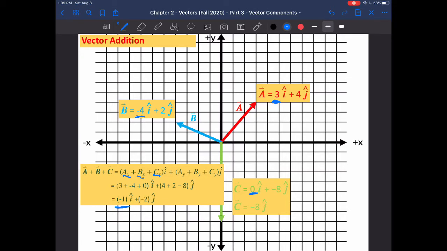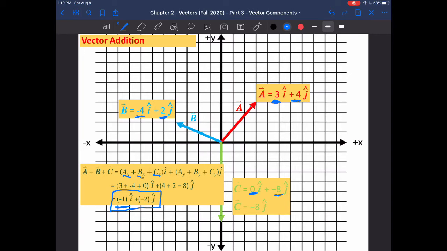Same thing for the y direction. I do Ay plus By plus Cy. The y components I add all together, keeping them associated with the j hat the entire time. So that's Ay is 4, plus By is 2, plus Cy is minus 8. So I have 4 plus 2 minus 8, or 6 minus 8, which is minus 2 j hat. So my final vector is going to be minus 1 i hat plus minus 2 j hat.